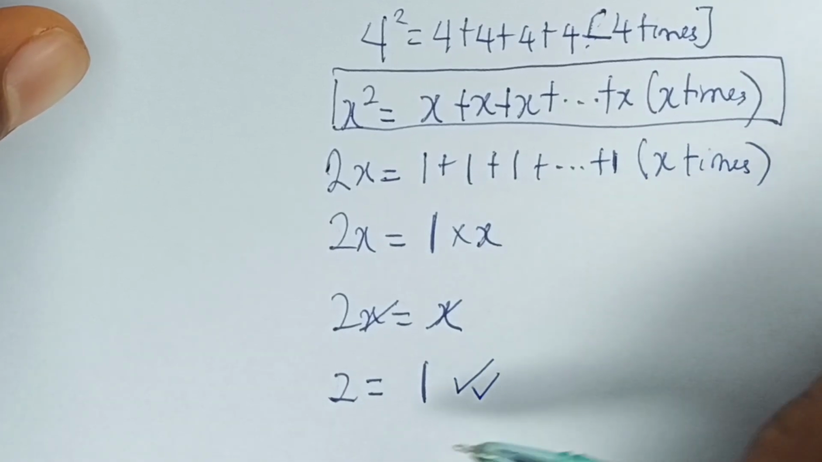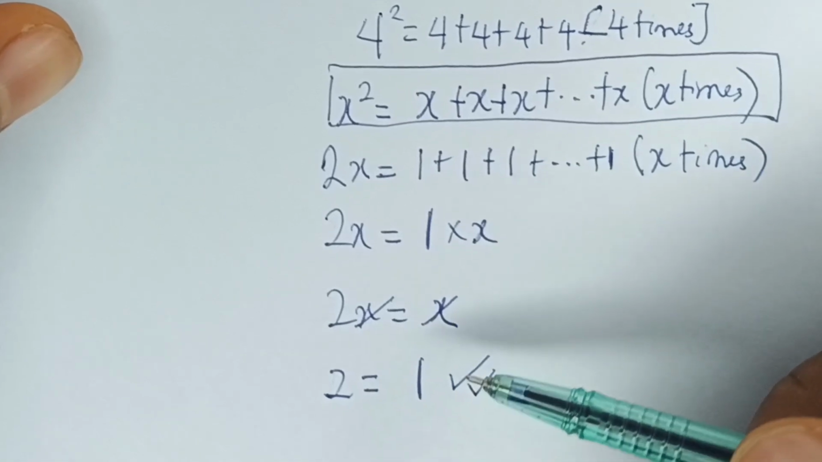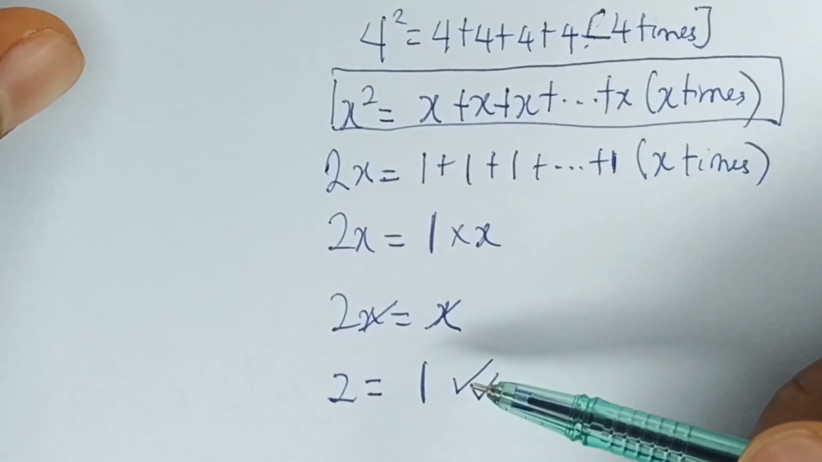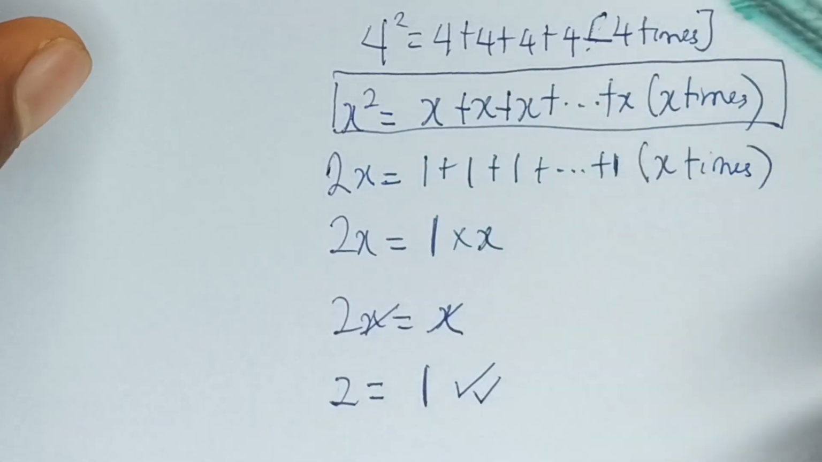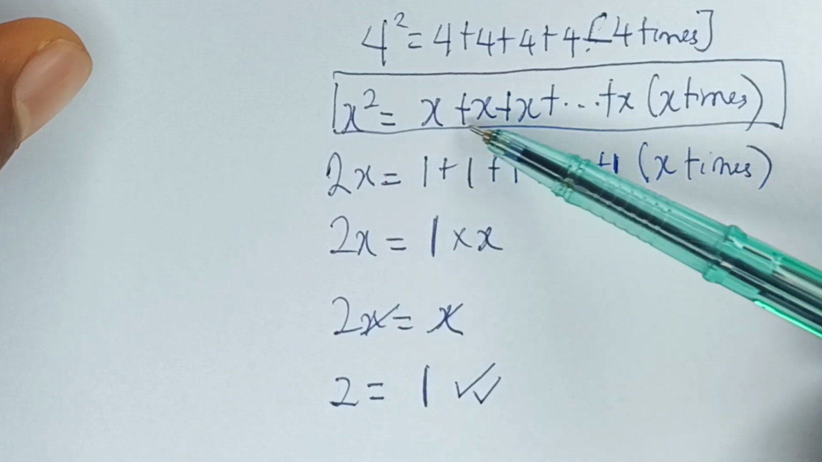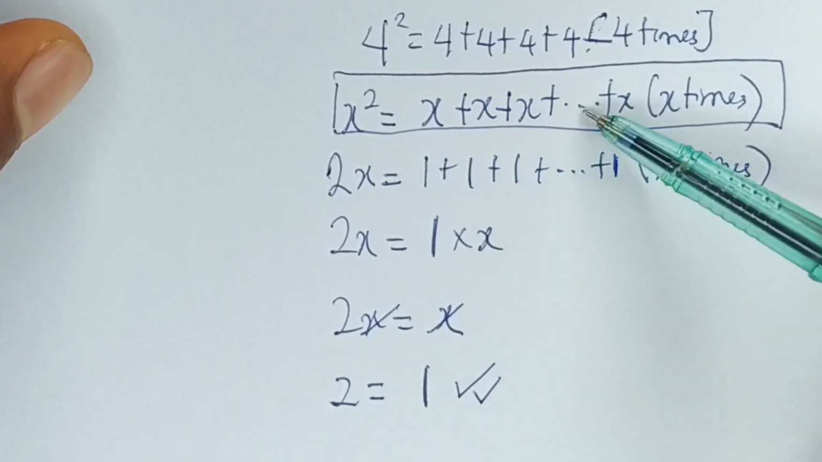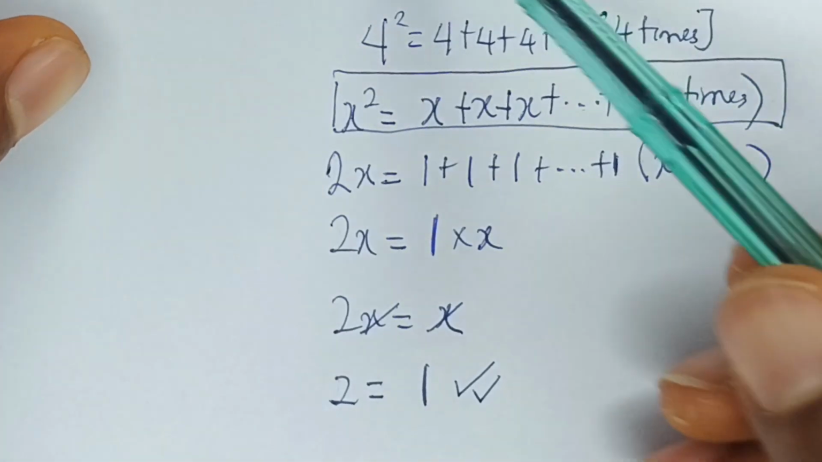But remember that there is a problem with this, because obviously 2 is not equal to 1. So where does the problem come from? Now, let's go back to this place. We said that x squared is equal to x plus x plus x plus dot dot dot plus x, x times. Coming back to 2.